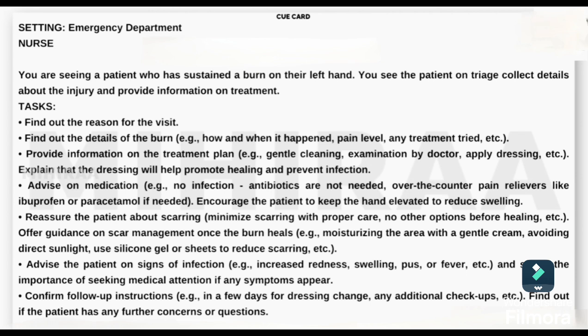So how and when everything is completed. Now we are going to ask about the pain level. How can you ask the pain level? There is a particular sentence. You can just learn it by heart.